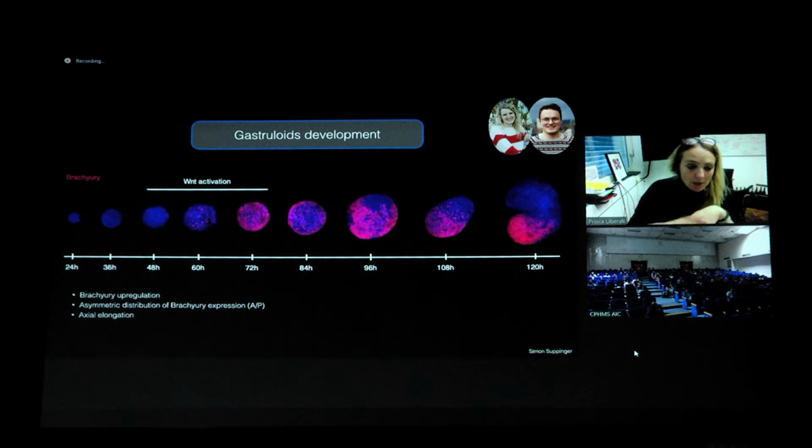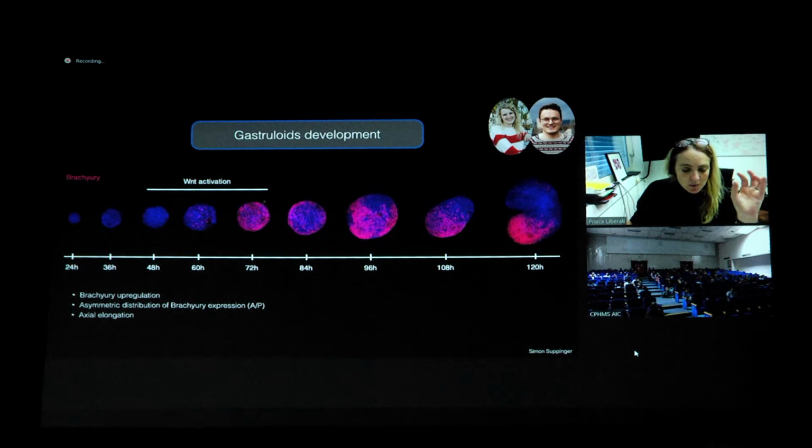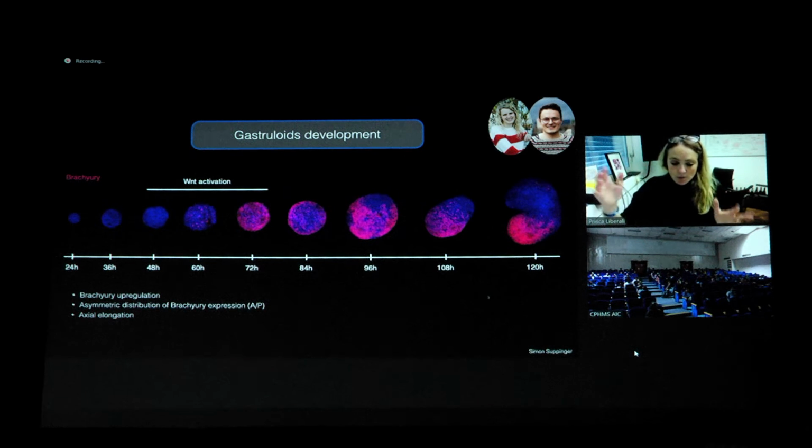By imaging, this is how they look, because we combine both imaging and sequencing time courses. Here you see at 24 hours the formation of the structure. With the Wnt activation, we start expressing brachyury. And this later gives the difference between an anterior-posterior axis, with the brachyury expression and the elongation.